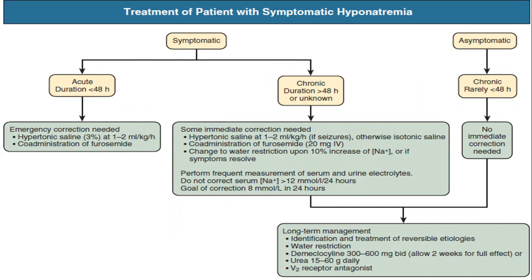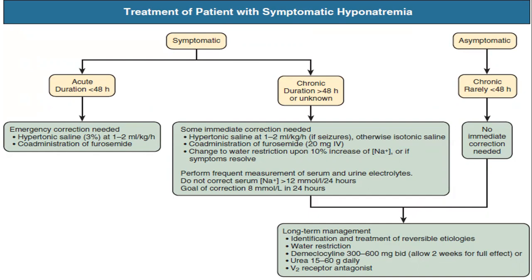Symptomatic hyponatremia needs immediate treatment, and we further divide it into whether it is acute or chronic. If it's acute, that means the duration is known, that the sodium is low for less than 48 hours, then emergency correction is needed, which is done by hypertonic saline, 3% saline at 1 to 2 ml per kg per hour. It can also be co-administered with furosemide if the patient is hypervolemic.